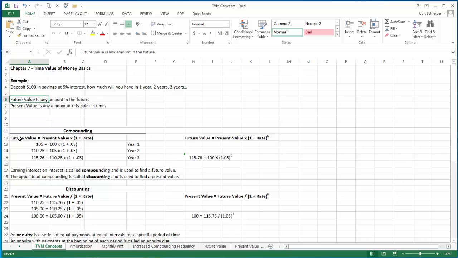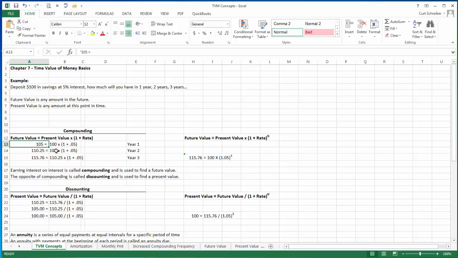So here's the concept. A future value is equal to the present value multiplied by 1 plus the interest rate. So in this case, $100 times 1 plus 5% is going to be equal to $105. And that's pretty straightforward. If we invest $100 at a 5% rate of return, in 1 year we'll have an extra 5% or $5. So we will have $105.